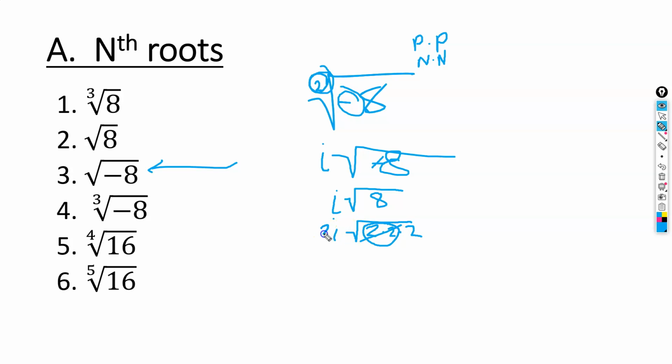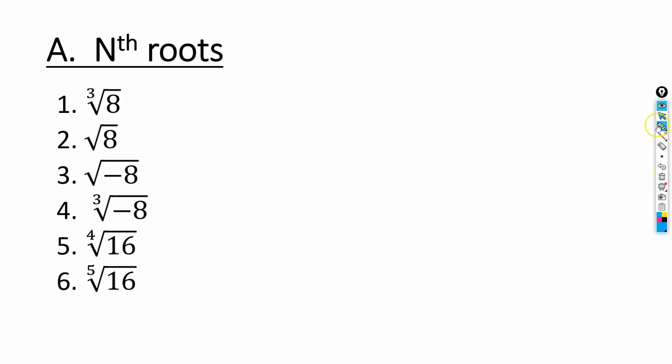For every group, you can take that number out, cross off the group. And you basically get the same answer that we had in number 2 there, but this time it has an i because it was negative. But let's go ahead and take a look at this one.